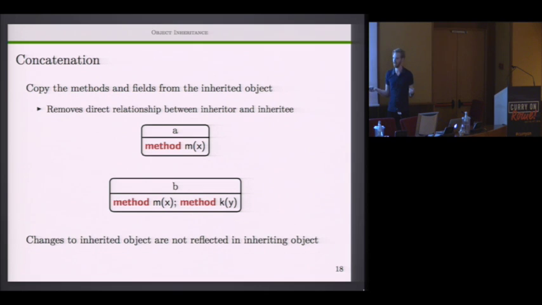And that means that changes to the inherited object are not reflected in the inheriting object. And again, this isn't necessarily good or bad. You might want this to happen, and we saw a bit of this in James's talk, where an object was updated on the fly, and the other objects that were inherited from that weren't updated to reflect the change.